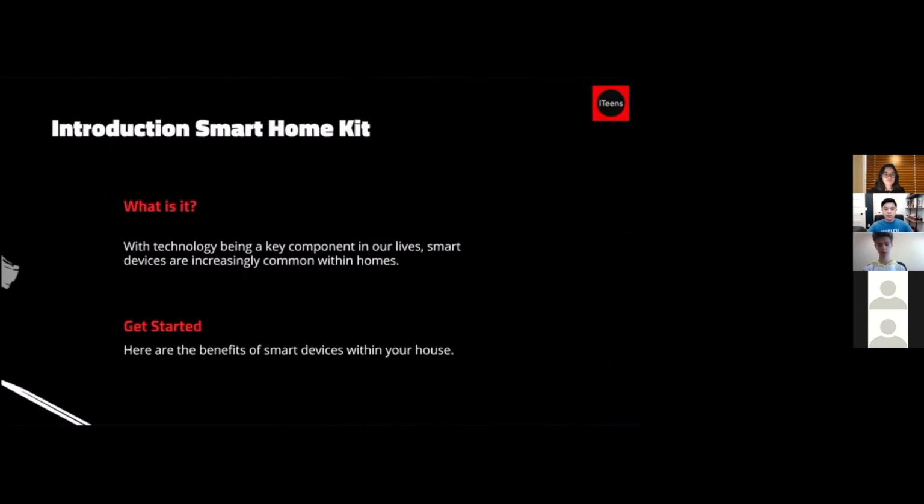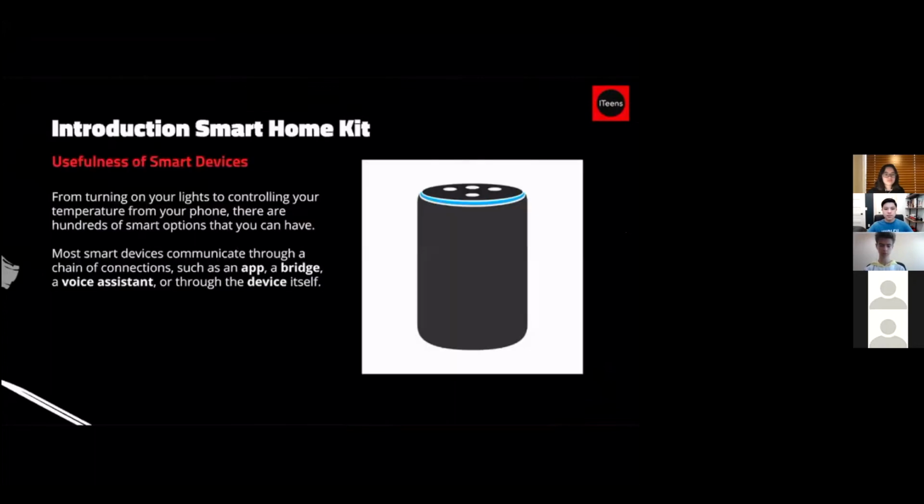What is it? With technology being a key component in our lives, smart devices are increasingly common within homes. Here are some benefits of smart devices within your house. From turning on your lights to controlling your temperature from your phone, there are hundreds of smart options that you can have. Most smart devices communicate through a chain of connections, such as an app, a bridge, a voice assistant, or through the device itself.